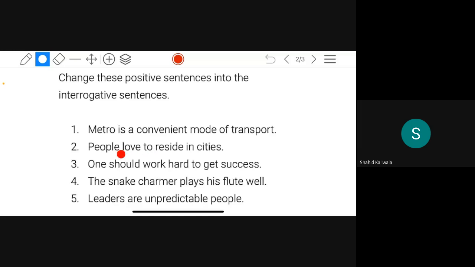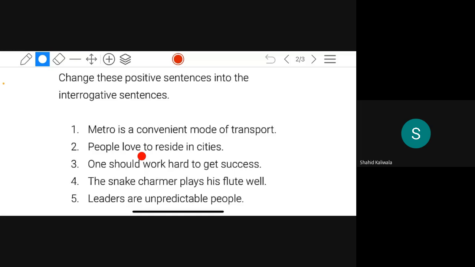But the tense is present. Try to recall. This kind of sentence we have solved in exercise number 10, lesson 1. Do people love to reside in cities, correct? Who gave the answer? Umera? Good, Umera. Do people love to reside in cities?